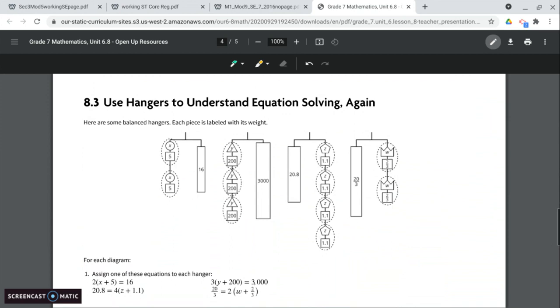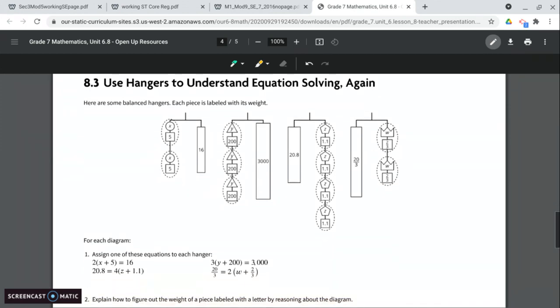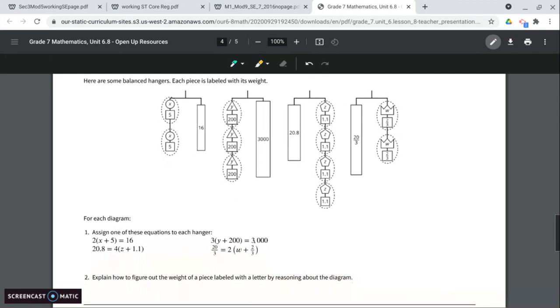All right, use hangers to understand equation solving again. Here are some balanced hangers. Each piece is labeled with its weight. For each diagram, assign one of these equations to each hanger. So we've got two groups of x and 5 equals 16. So this one here, hanger A, is right here.